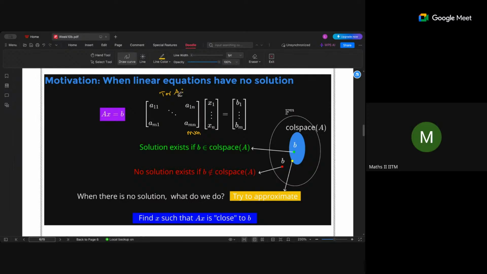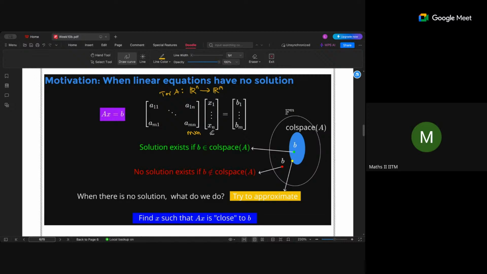Let's say you have a transformation corresponding to A. The domain should be R^m, or is it R^n? Right, it's R^n. So you have R^n to R^m. Here you see this is the codomain, so your column space is inside your codomain. And you know that the solution exists if your vector b is within the column space, and if it is outside the column space, it does not exist.